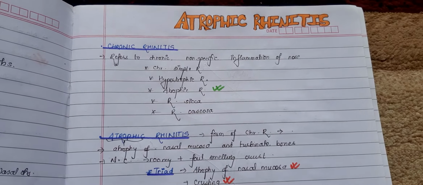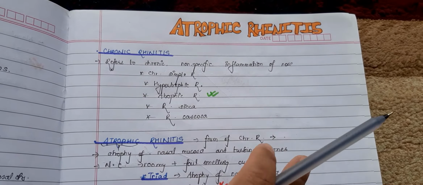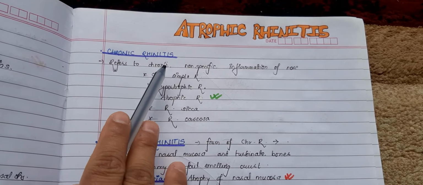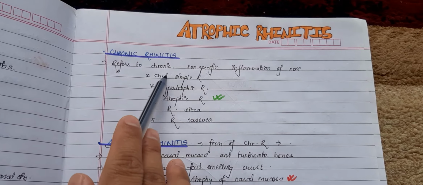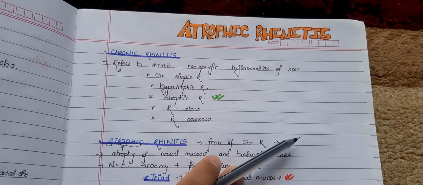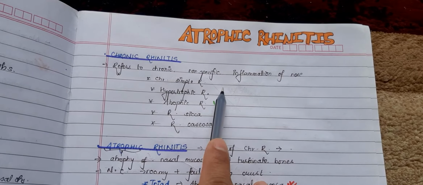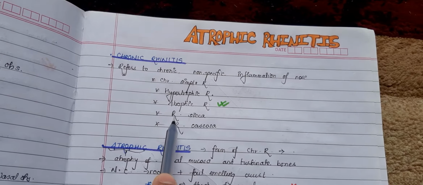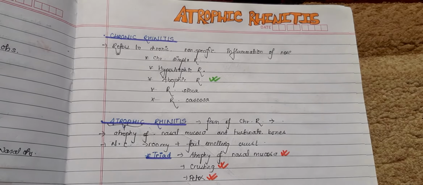Today in this video we'll be talking about atrophic rhinitis. Before talking about atrophic rhinitis, let's talk about chronic rhinitis. Chronic rhinitis refers to the chronic non-specific inflammation of the nose. There are various types of chronic rhinitis. Among them are chronic simple rhinitis, hypertrophic rhinitis, atrophic rhinitis, rhinitis sicca and rhinitis caseosa.